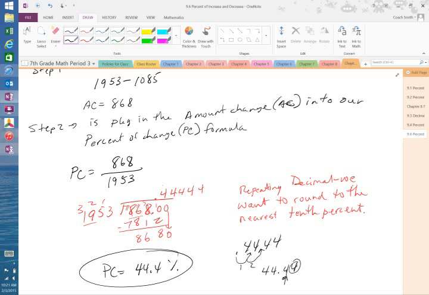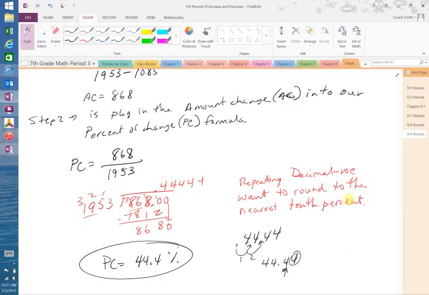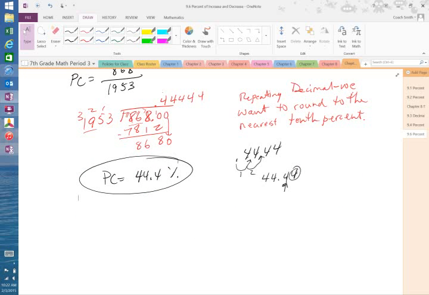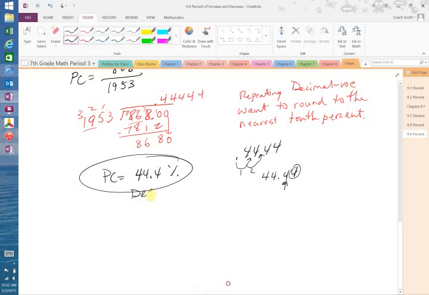I'm rounding. Yeah, you do. Look at the arrow pointing to the 4. All right. And this was a decrease. Can we use DC? No. You have to write out decrease and increase. Okay? All right. I want you to try number 7.